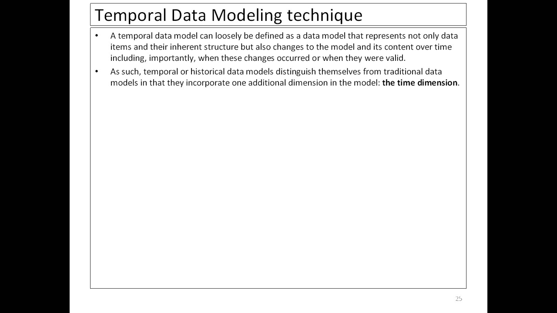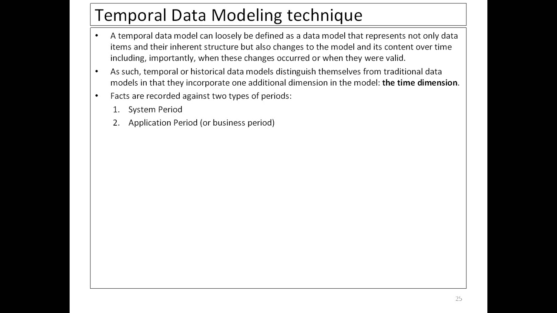As such, temporal or historical data models distinguish themselves from traditional data models in that they incorporate one additional dimension, that is the time dimension. The time dimension is seen in two ways. One is the system period, that is your calendar way of judging the time, and the second is the application period, or the business way of judging the time.